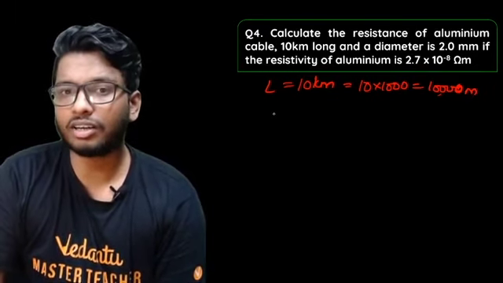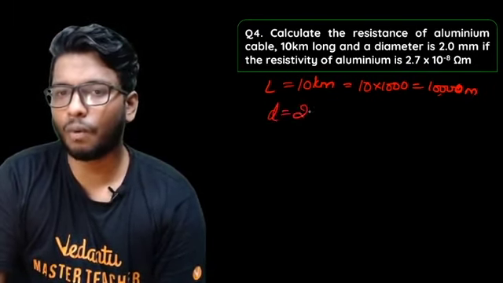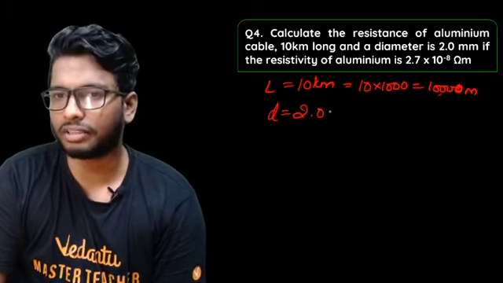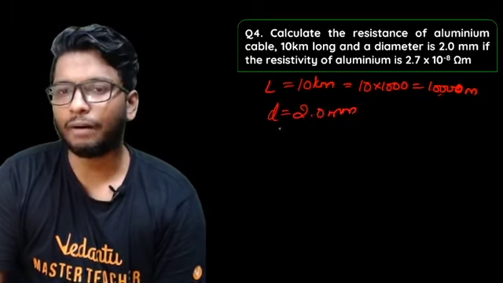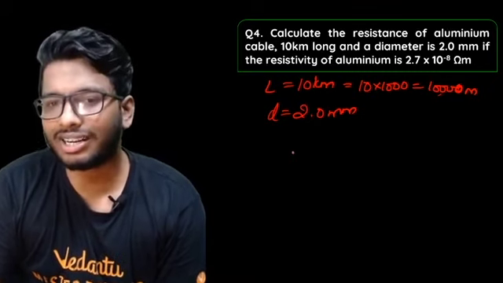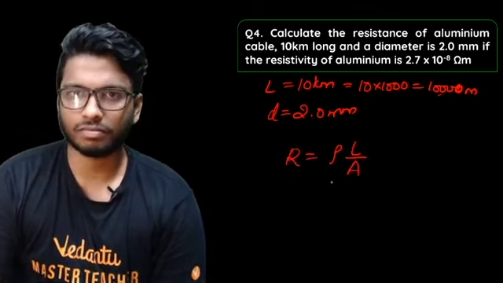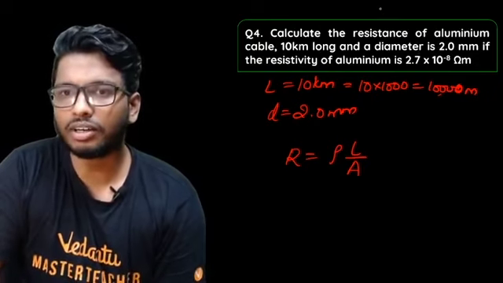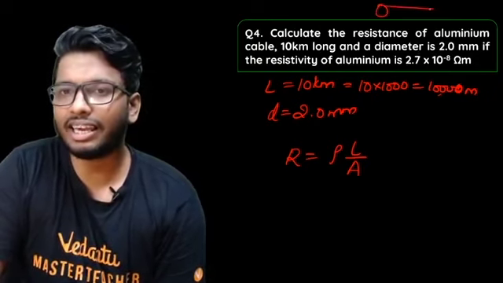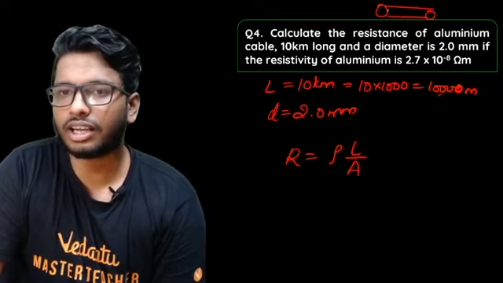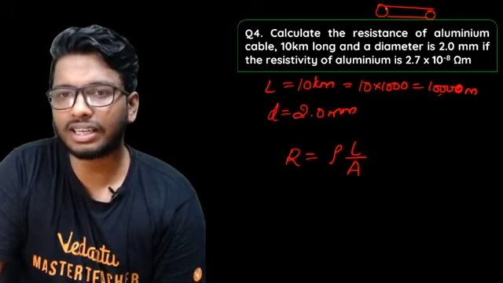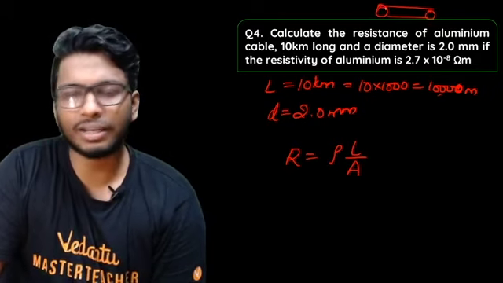The diameter of the cable is given. The diameter is 2 millimeter. Now, here's the thing. To find out resistance, I need to know the area. And if you talk about a wire, if you talk about the cross-sectional area, it is basically a circle.